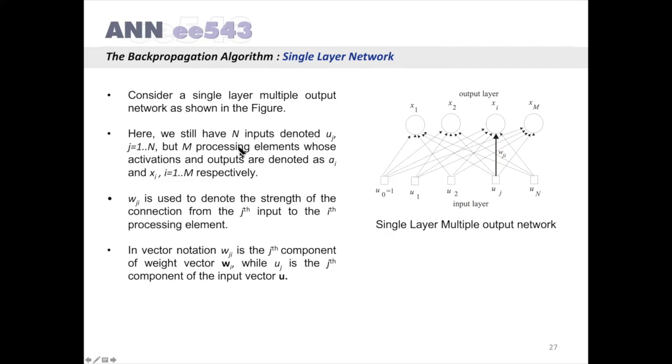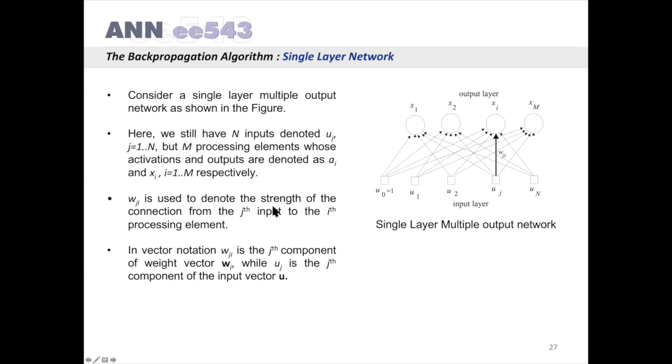Here we still have n inputs denoted by u1, u2, up to un, uj where j is from 1 to n. And additionally we have u0 here, which is set to 1. We have m processing elements whose activations and outputs are denoted as activation ai and output xi, i from 1 up to m respectively.